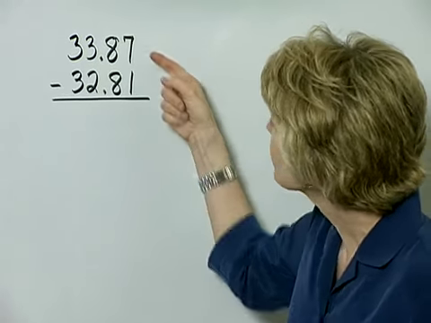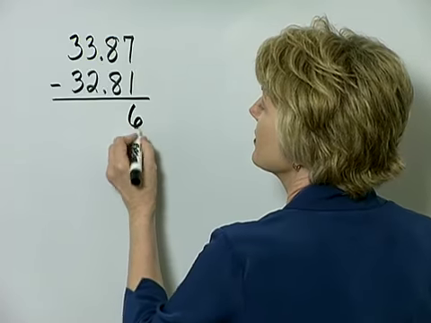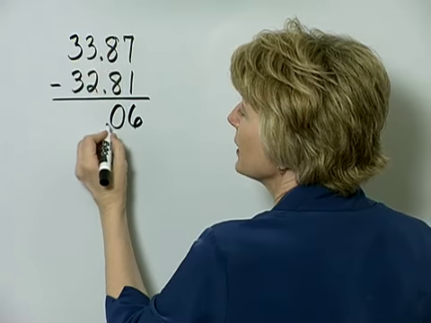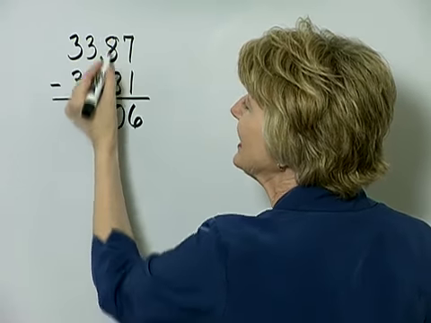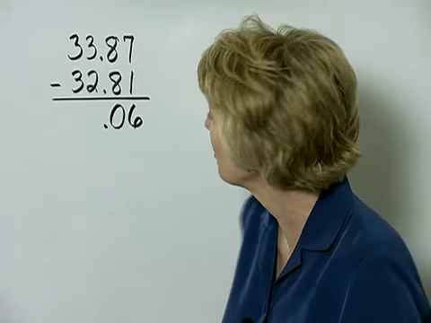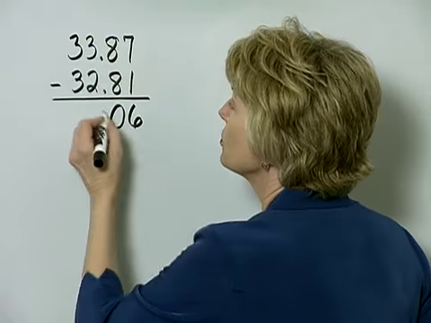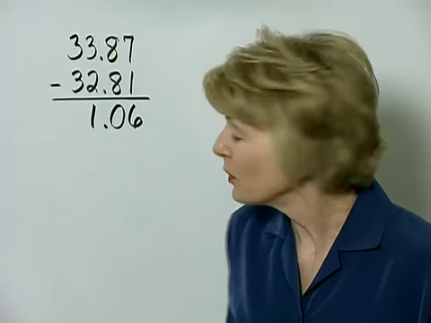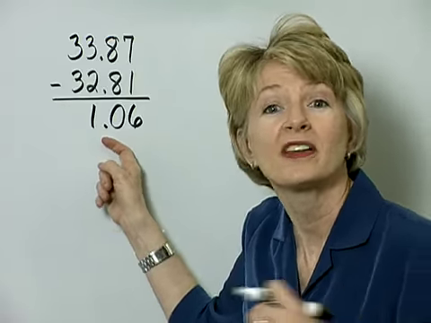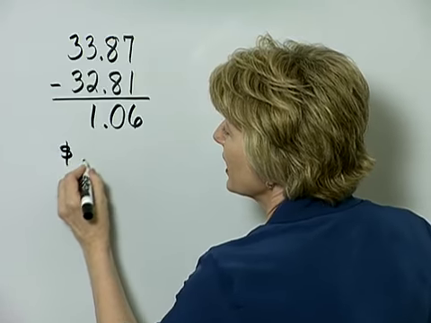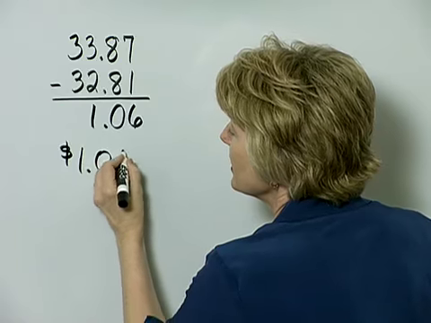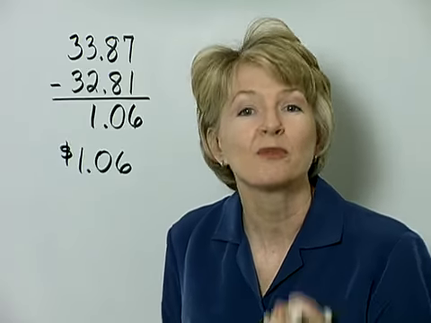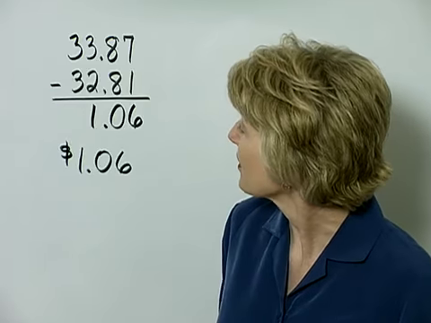So let's subtract. 7 minus 1 is 6. 8 minus 8 is 0. I'll go ahead and place my decimal point in line with the other decimal points. 3 minus 2 is 1, and 3 minus 3 is 0. So there's my difference. What does it mean in terms of this application? It means the increase was $1.06 per share. That was our increase.